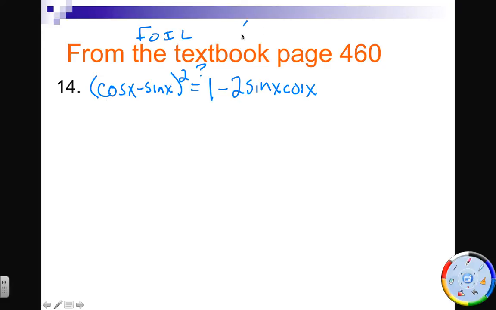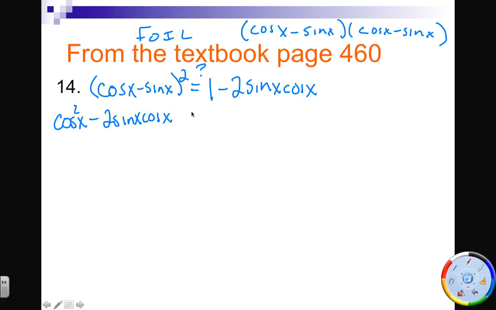If you need to write it out, I'm going to write it out up here. I like to do it without writing it out, but if you FOILed this, you would get cosine squared x minus 2 sine x cosine x plus sine squared x. Some of you might not be able to see where we want to go here, but we've got to figure these things out for ourselves eventually.